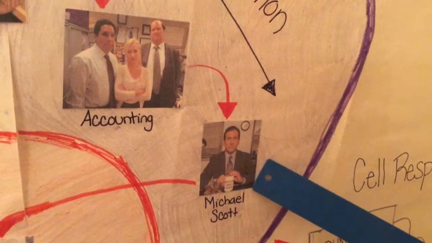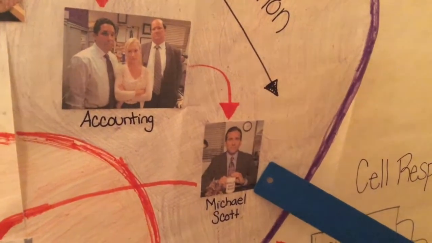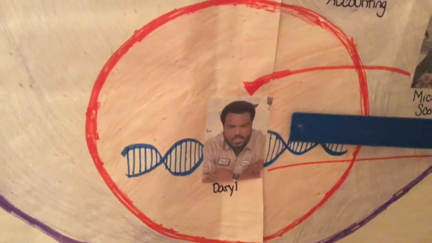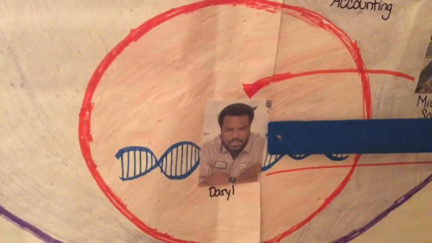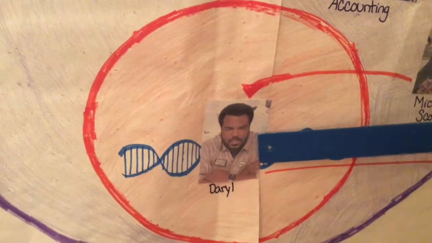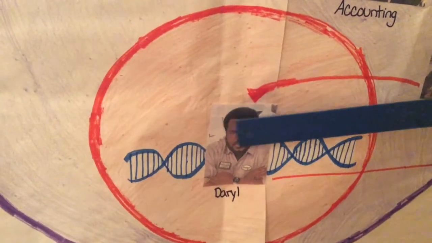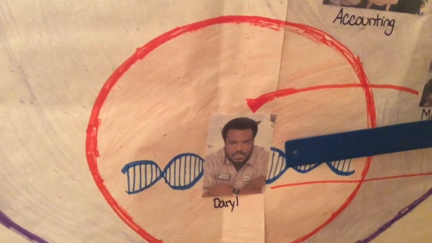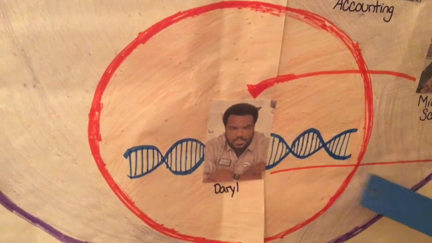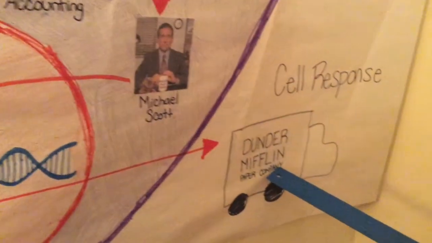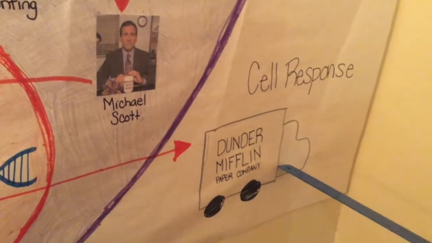The final phase of this Dunder Mifflin signaling process is when the message reaches the warehouse worker, Daryl, who acts as a transcription factor to alter the transcription of the warehouse genes to elicit a response, which in this case would be sending paper to the new client.